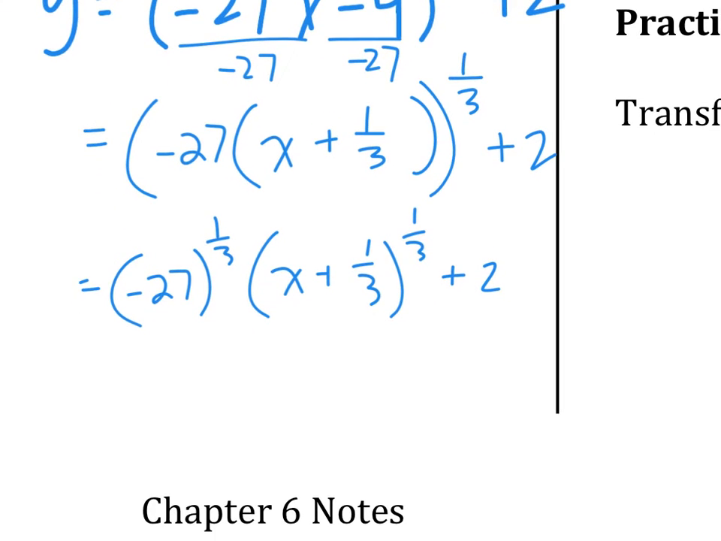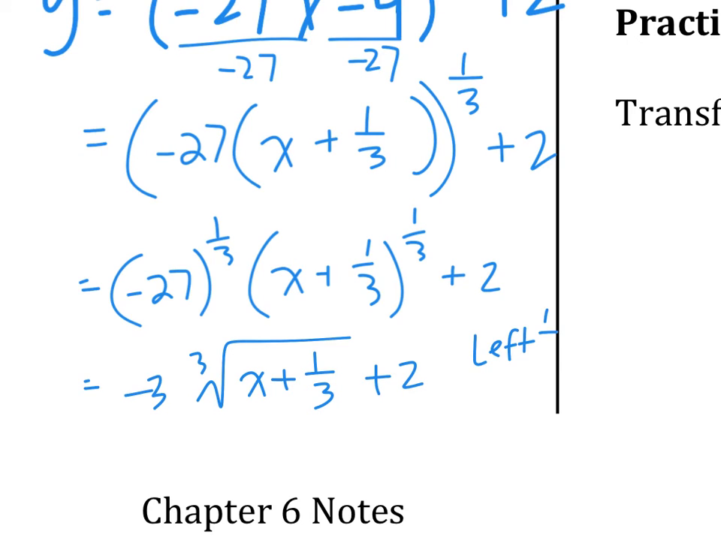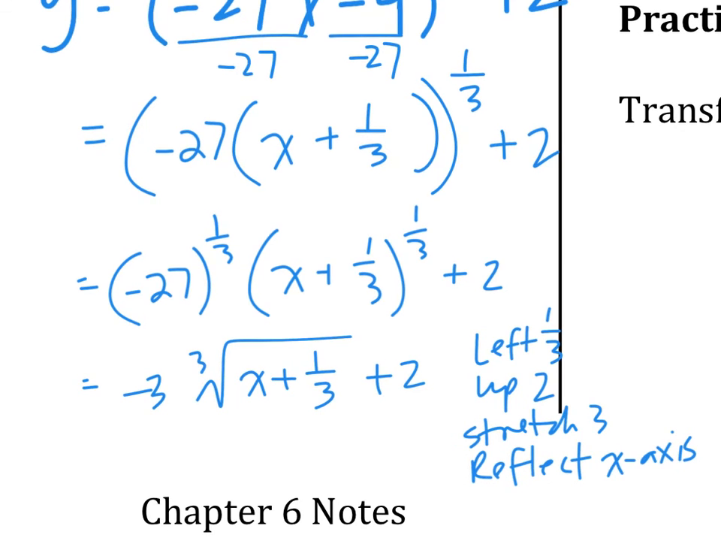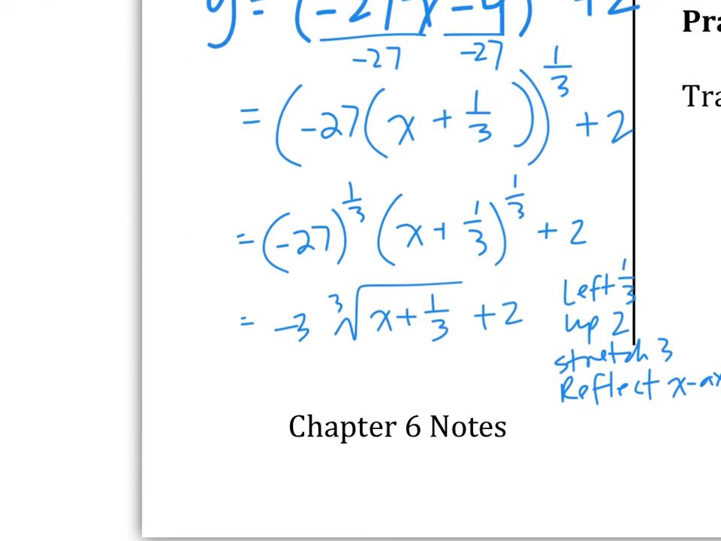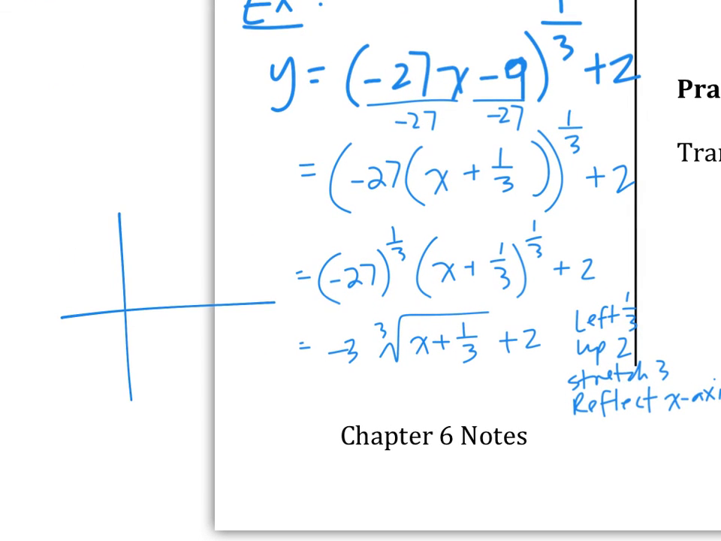All right, so final version: negative 3 cube root x plus 1/3 plus 2. So this is going to be left 1/3, up 2, stretch 3, reflect x-axis. All right, graphing it. Left 1/3, up 2, stretch 3, but this is reflected, so it's going to go this way.